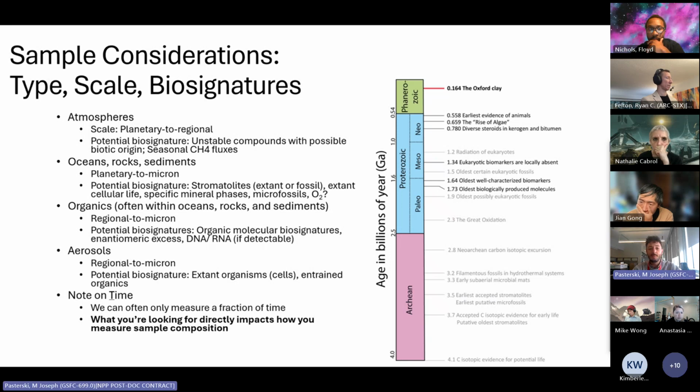There's also something maybe just as well studied, but not as well considered on my side of things, which would be things like aerosols, which can also be regional to micron scale. And I know Connor Nixon does a lot of work on this, I think he was in earlier, and he may still be here, who can speak to this a lot more than I can. But you can have things like extant organisms entrained within aerosols, or potentially entrained organics on those aerosols as well that can be biosignatures.